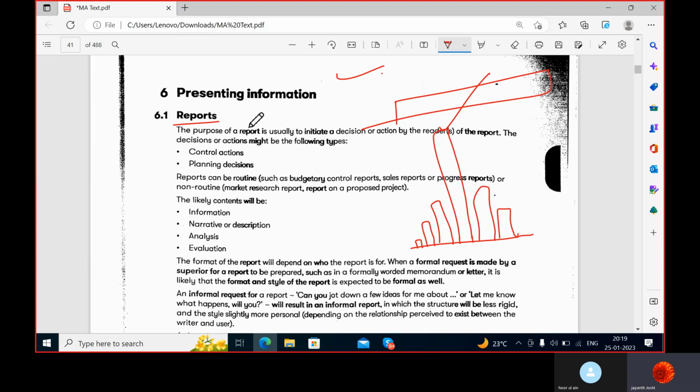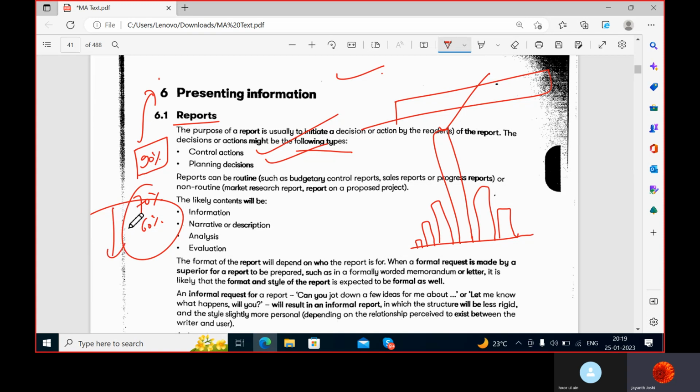Whatever has to be done will be decided only after seeing the reports. The decisions or actions might be of the following types: control actions and planning decisions. After seeing the progress report, if it is 90%, your father can say you can plan for more. If it is going to 70 or 60%, what will they say? You have to control your action. That means you have to start studying and control this downfall. Will they say it or not?